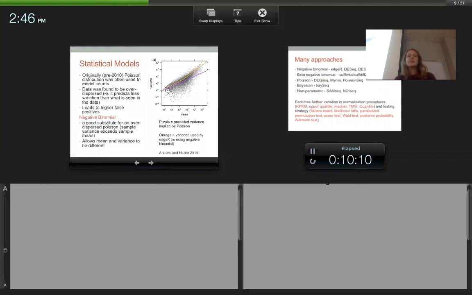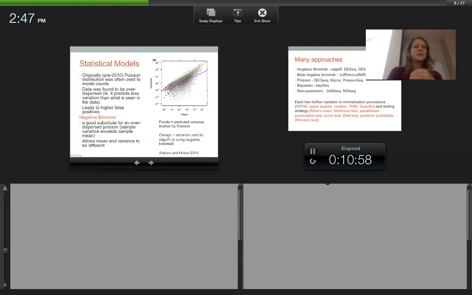Originally, pre-2010, Poisson distributions were generally used to model counts. However, the data was found to be over dispersed. So we see so much more variation than can be put into a Poisson distribution, and that leads to a lot of high false positives. So now most packages use a negative binomial distribution. It's a good substitution for an over dispersed Poisson. The Poisson requires your mean and your variance to be pinned to each other, but a negative binomial does not. You can have a very different mean and variance.